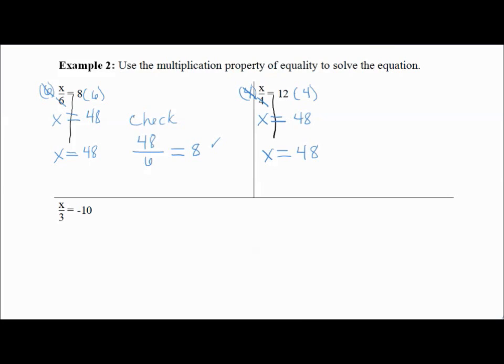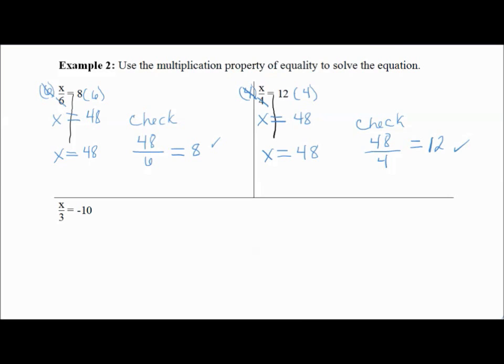If I want to check my solution, replace it in the original equation. So that becomes 48 divided by 4. 48 divided by 4 is 12. Since it checked out, that lets me know that I have the correct solution.